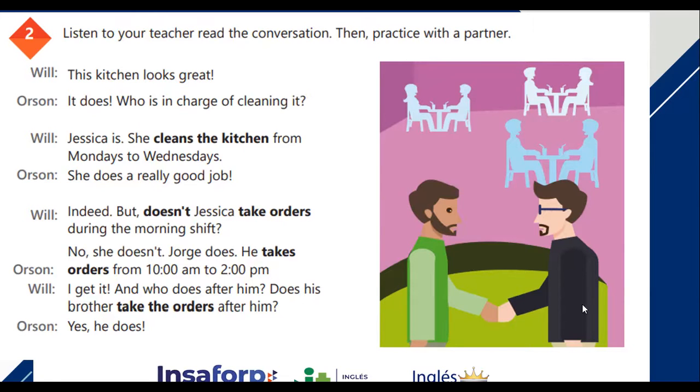Okay, the one that we have in front, they are shaking hands. One is wearing a green shirt and the other one is wearing a black one. The black one is wearing glasses and so on. Okay, let us see the conversation first. Okay, Will and Orson.